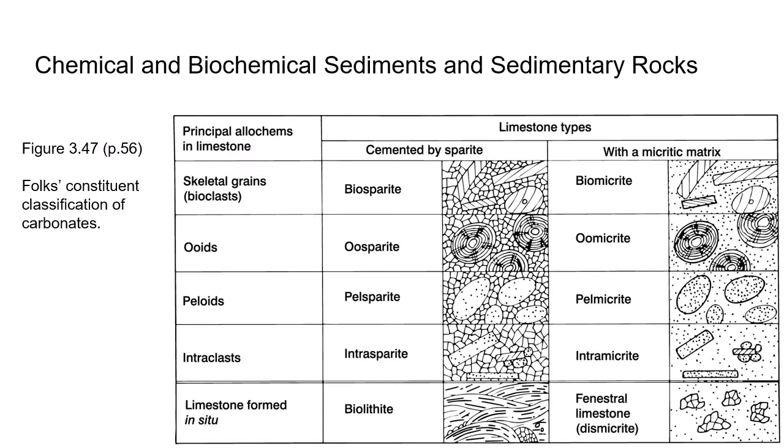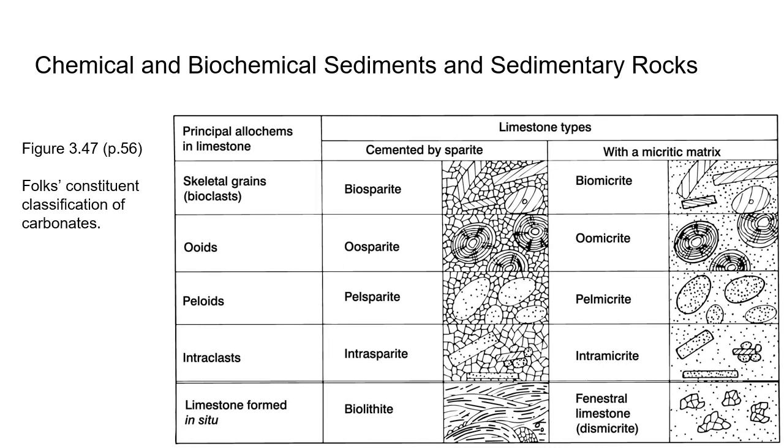And speaking of chemical and biochemical sediments and sedimentary rocks, we deal with these very differently than we do with clastics. We have a couple of different classification systems for carbonates, and they both work because they're telling you different things. Folk's constituent classification of carbonates deals mostly with what kind of materials are in our carbonates and how those carbonates formed in their fabric.